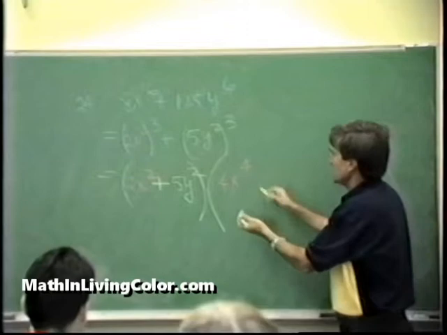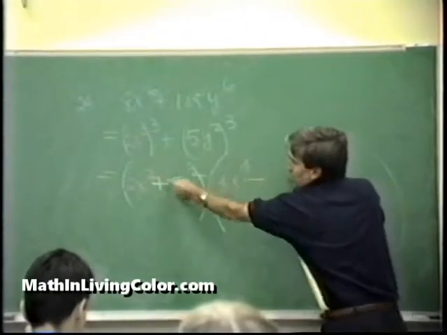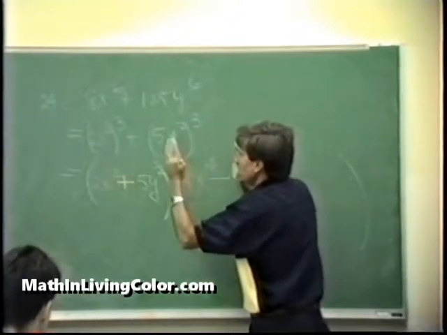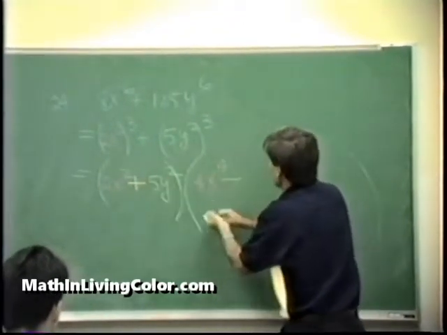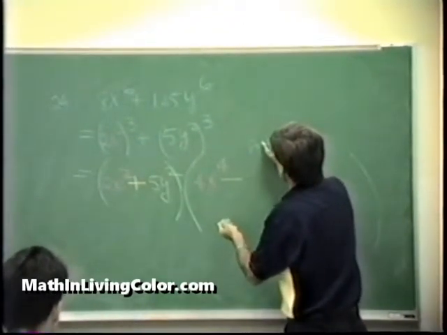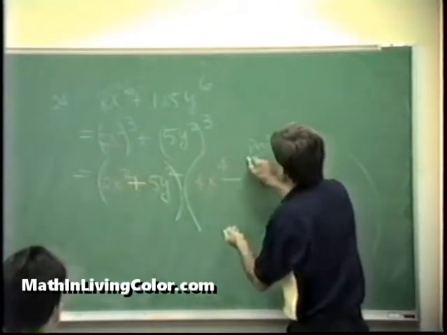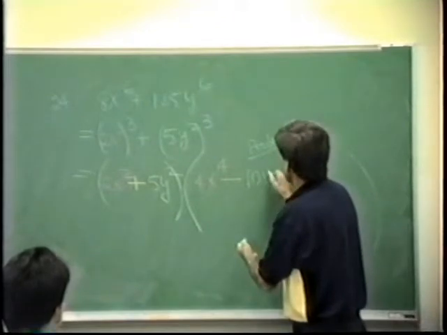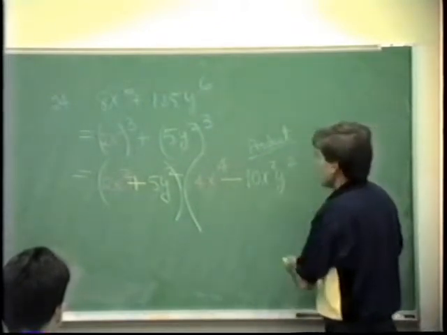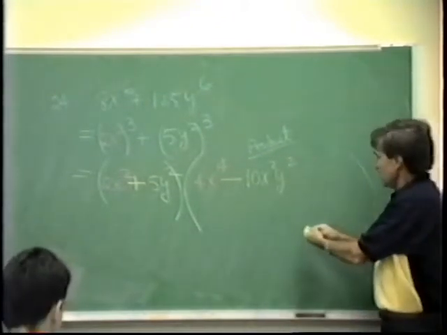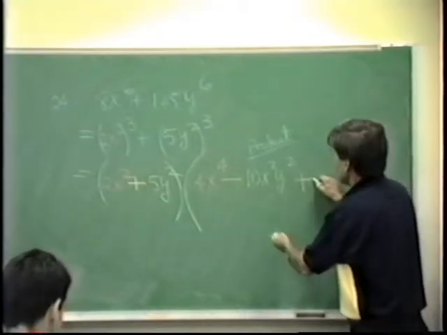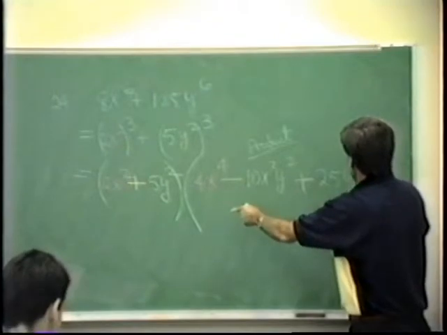Now what sign goes next? Negative sign, opposite of whatever sign is there, always. Now what do we have to do? Take the product. The product, right? Remember the middle step here is the product. Product of those two. What's the product? Go ahead and do it. 10x squared y squared. And then what sign? Always? Plus? Plus what? 25y to the fourth. Okay?